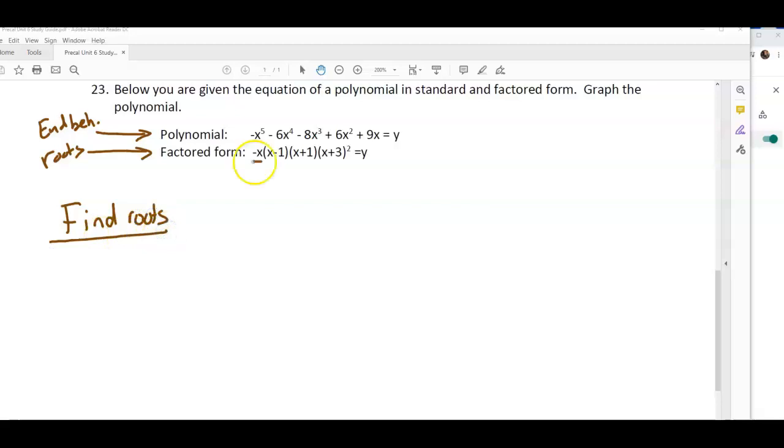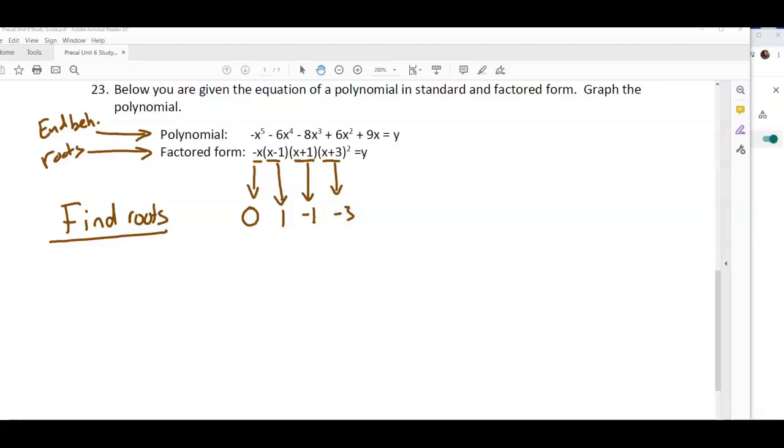And you do that by setting each one of these factors equal to 0 like we did in the previous example. So if you set that one equal to 0 and solve, you get 0. If you set this one equal to 0 and solve, you get 1. If you set this one equal to 0 and solve, you'll get -1. And if you set x plus 3 equal to 0 and solve, you'll get -3. So I've got 4 different roots there.